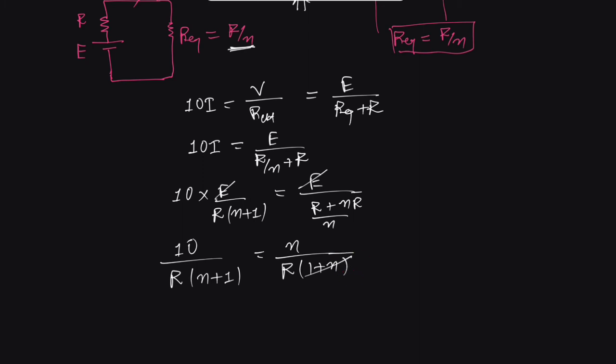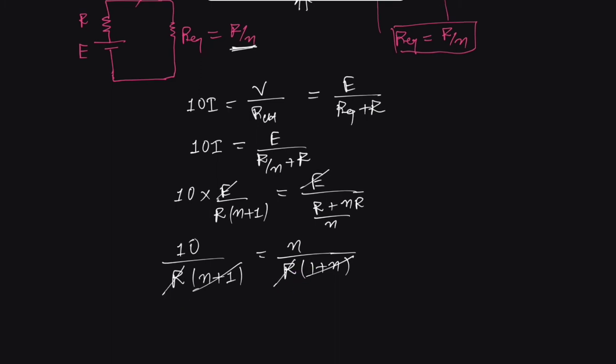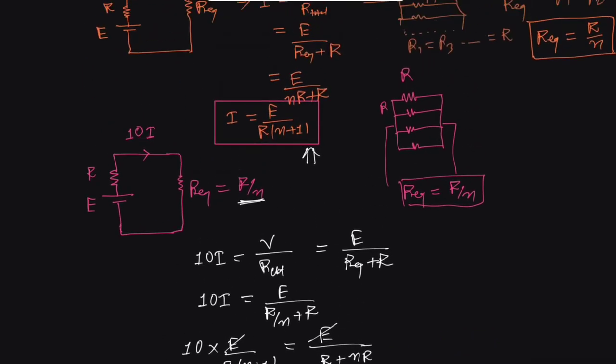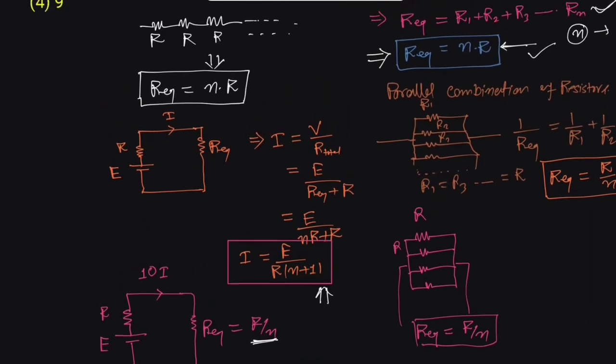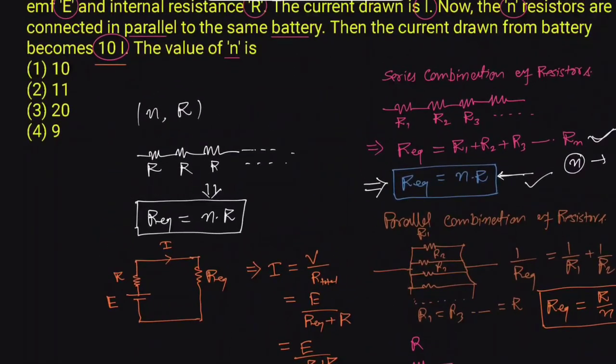So this is the equation. 1 plus n and 1 plus n get cancelled. R and R also get cancelled. So from here, what I get is that n is equal to 10. It means there are 10 resistors. First, they are connected in series across the battery. Then they are connected in parallel, and the combination is connected across the battery.